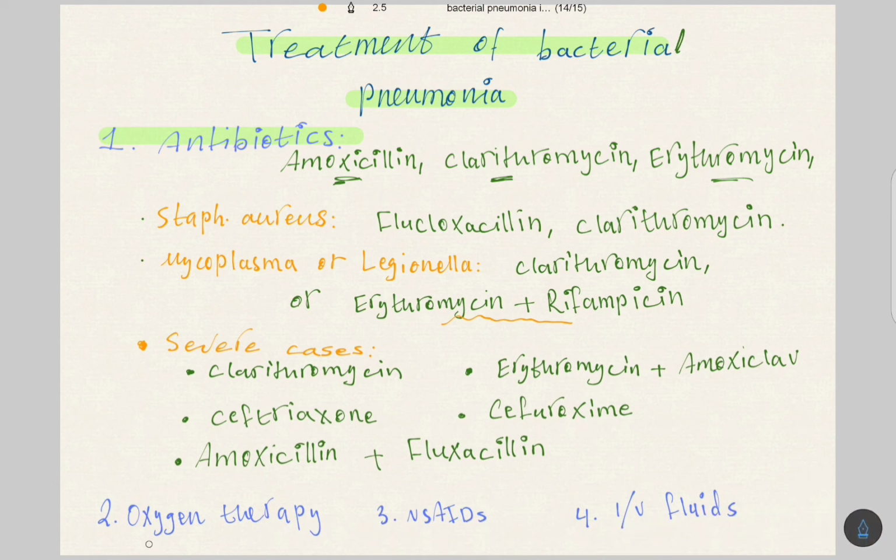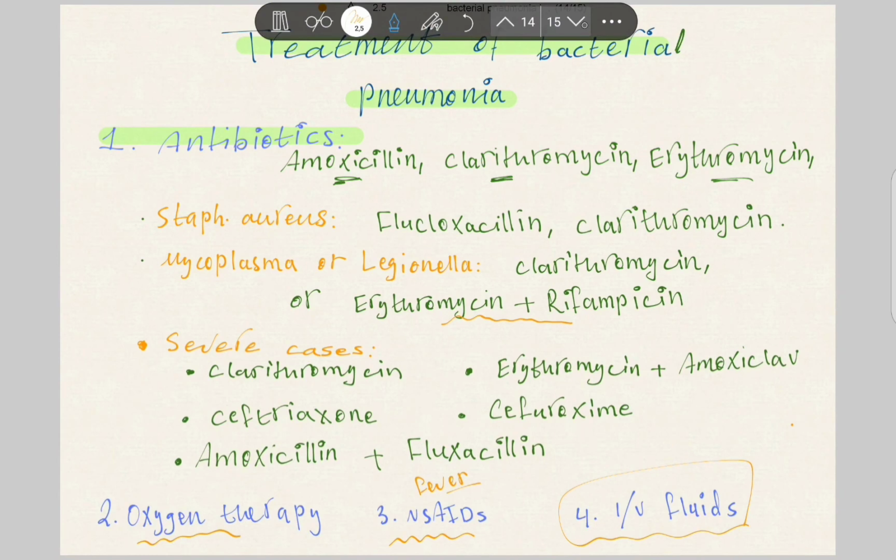And also, in addition to antibiotics, of course, we do oxygen therapy and we use non-steroid anti-inflammatory drugs in order to treat fever, headache, and general intoxication. And also, we use intravenous fluids. So this is the treatment of pneumonia.